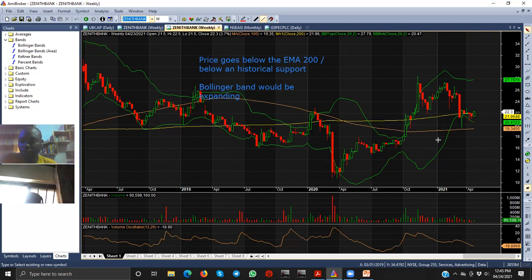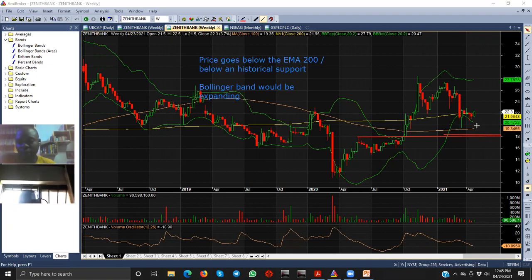Where do I think of putting my stop? My stop should be below the 200 EMA. And importantly, you must find a historical resistance, or historical support. So this should probably be your point of exit, about 18 naira 20 kobo. The moment price goes down below the EMA 200 and 18 naira 20 kobo, there's no need for you to be in this particular stock again.